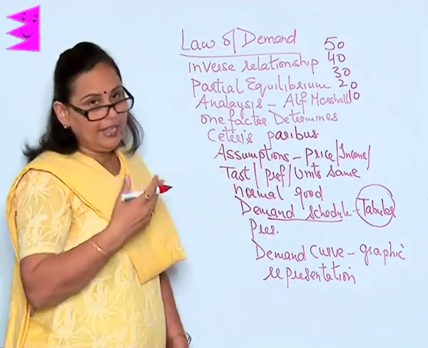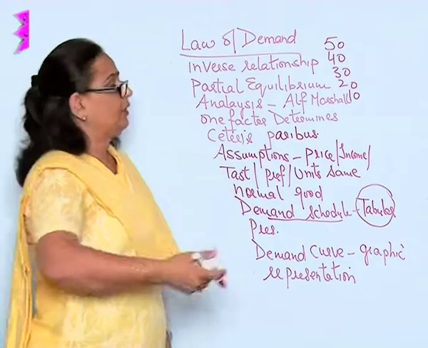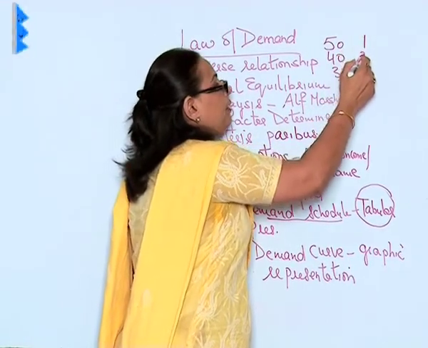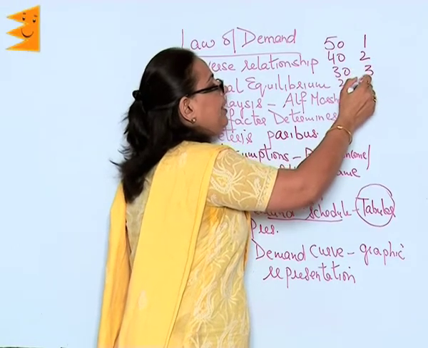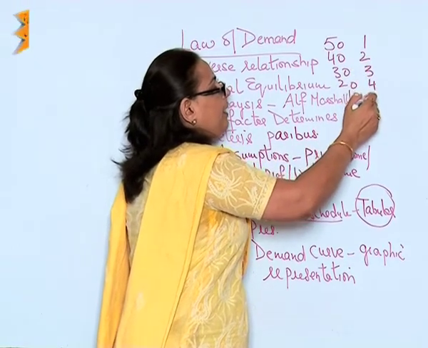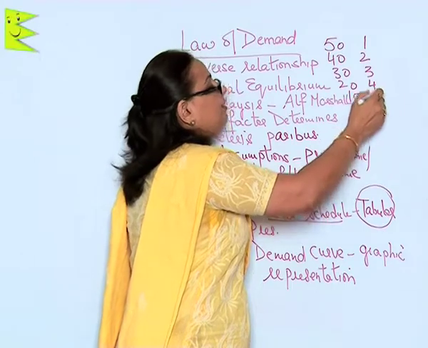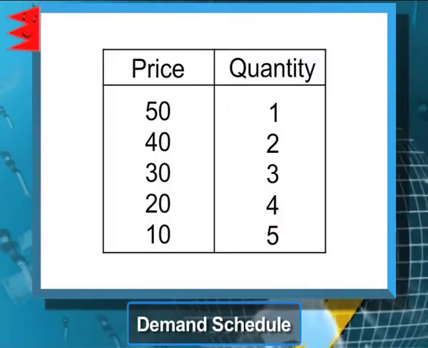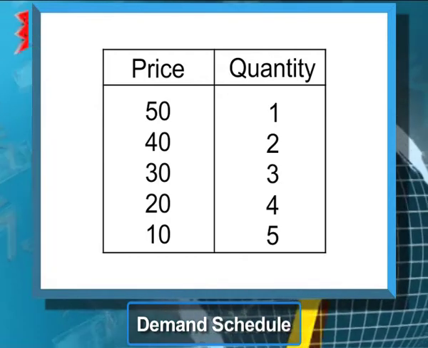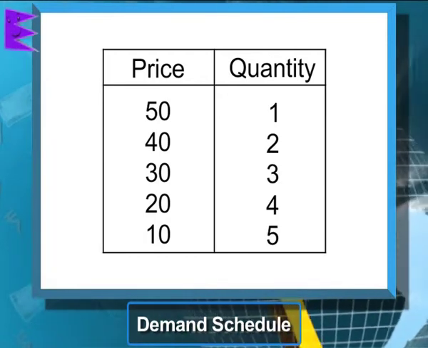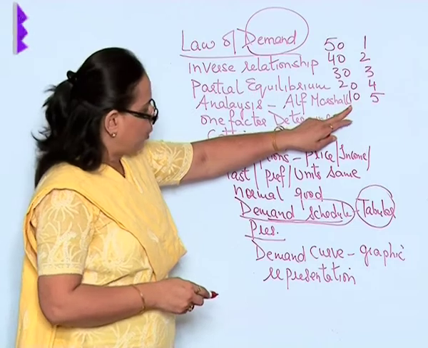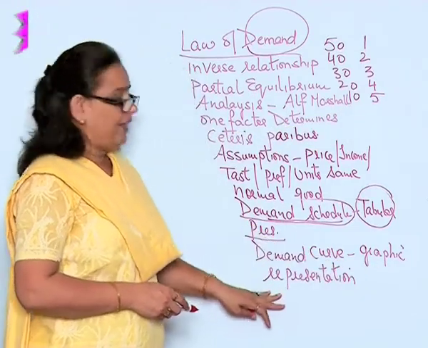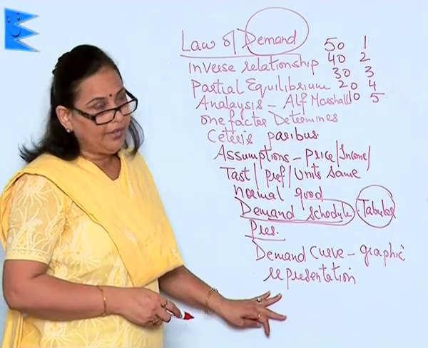Now the quantity that is demanded: at 50 rupees it could be just 1, at 40 it is 2, at 30 it is 3, at 20 it is 4, and at 10 it will be 5. So this is the tabular presentation of the demand, which is called the demand schedule. This same demand schedule, when it is graphically represented, is called the demand curve.